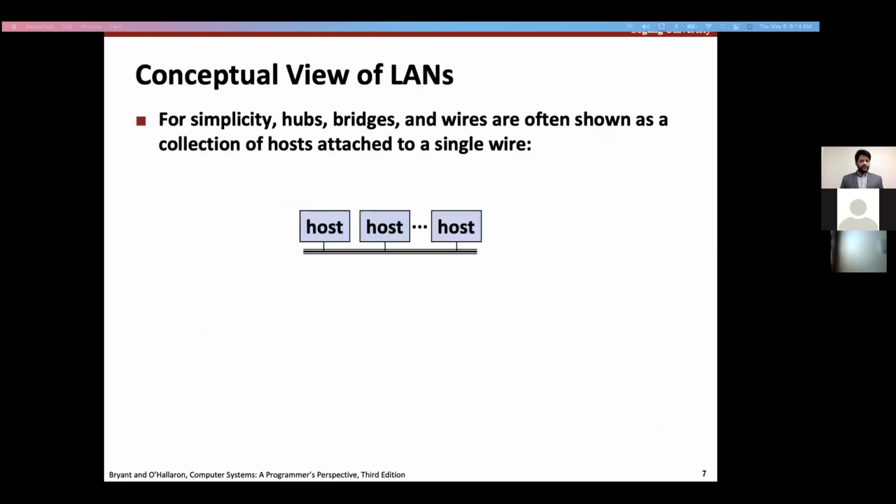So, giving you a conceptual view of these LANs. To simplify those previous figures, people usually tend to draw the hubs and bridges and the wires that connect them as a single horizontal line. All the hosts will be connecting to a single horizontal line, and that horizontal line can be hubs or bridges.